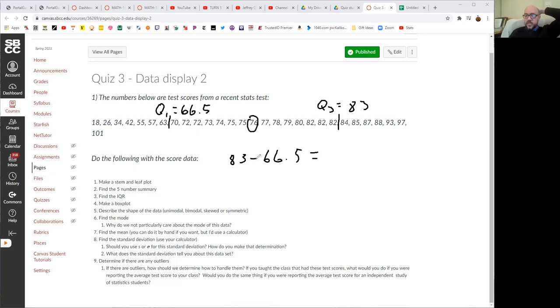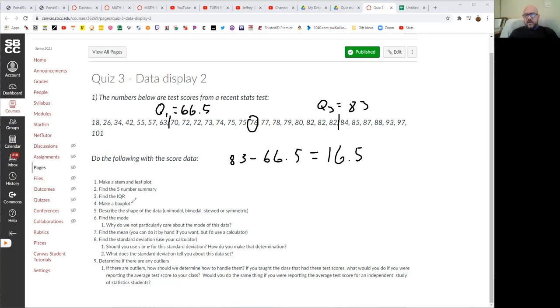So just a little trick for you for subtracting. This would be a little bit of a mess to do in your head, unless you think of it this way. So from 66.5 up to 70 is 3.5. From 70 to 80 is 10, so 13.5. And then from 80 to 83 is another 3, so we got 16.5.